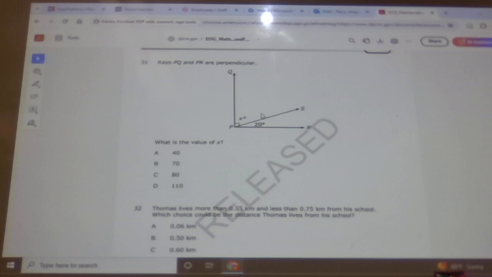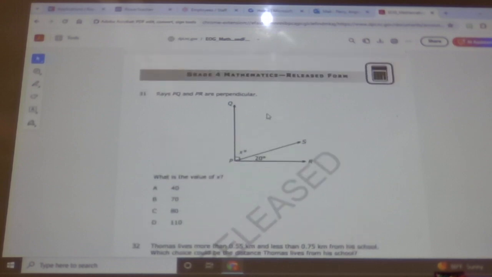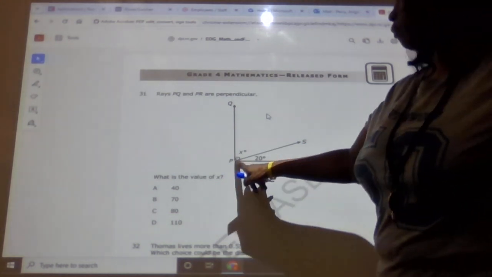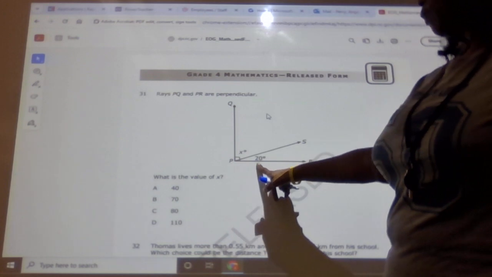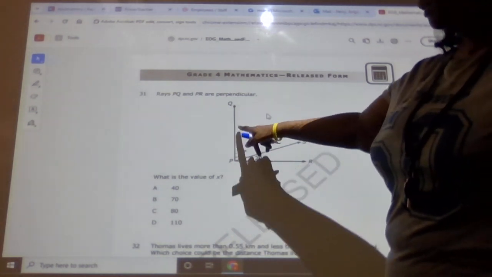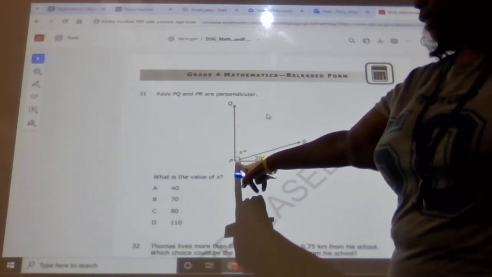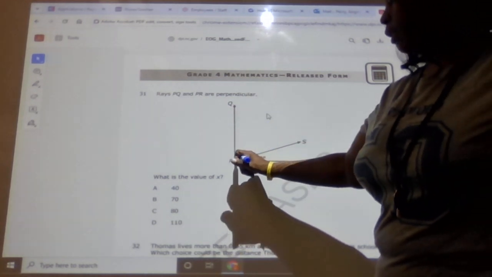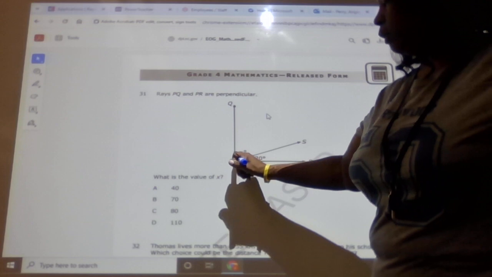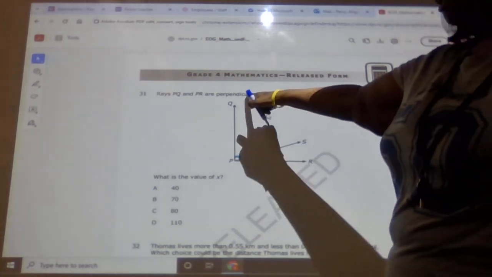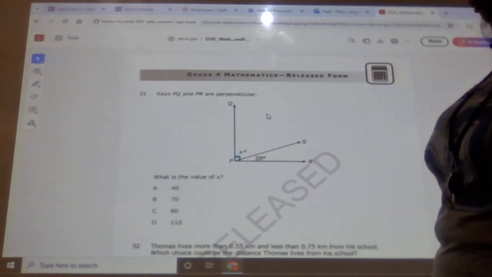Let me get to this one here. This one says rays PQ and PR, two rays that form an angle, are perpendicular. That means they're 90-degree angles. We also know it's a 90-degree angle because it has a box here. This is also an indicator that there's a right angle, 90 degrees. Perpendicular, I'll say as well, is 90 degrees.